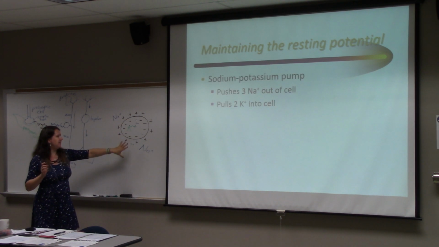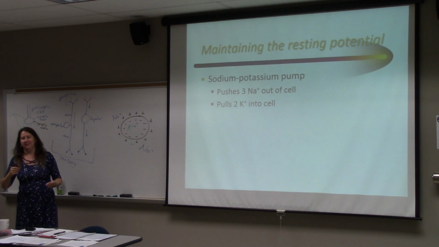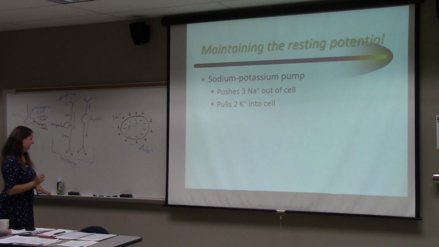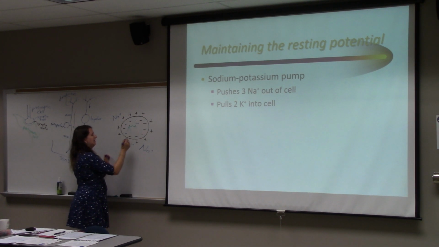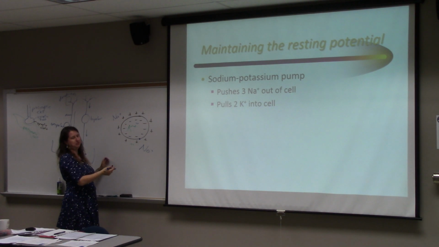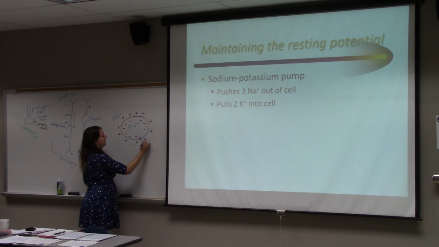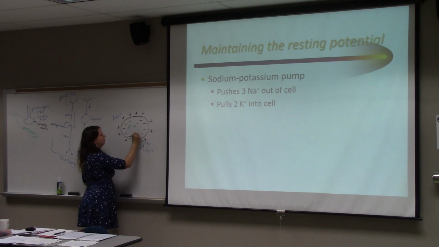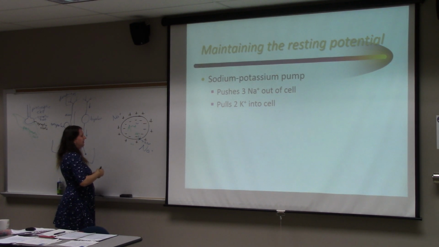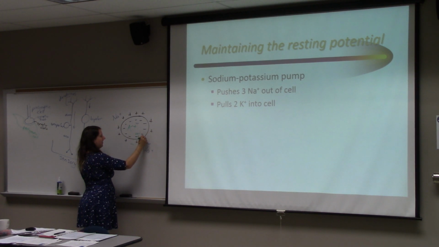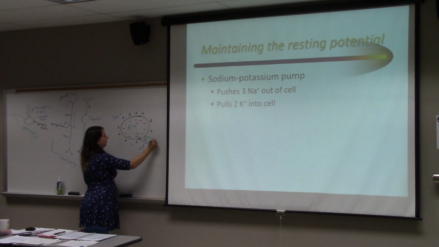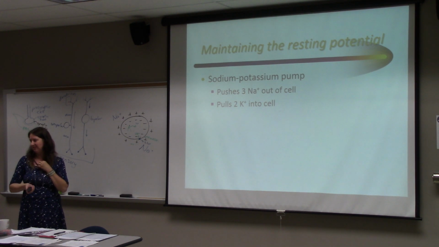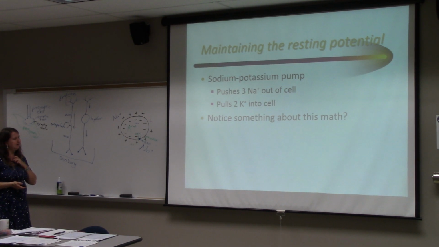Now, to get these ions in different places in the first place, we have to use active transport, that process for pushing things against their concentration gradients. There's a specific protein carrier called the sodium-potassium pump. It pushes 3 sodium outside the cell and trades them for bringing in 2 potassium. And it has to spend ATP to do it. That's how active transport works. You need some source of energy. Now, you notice something about the math?